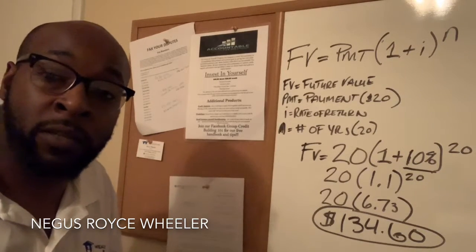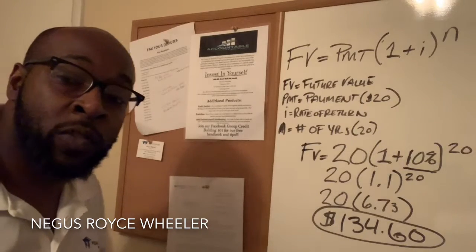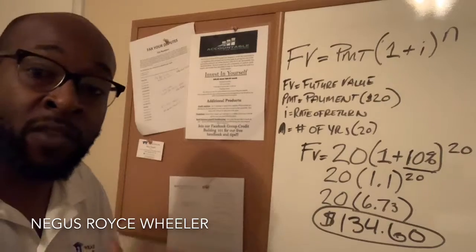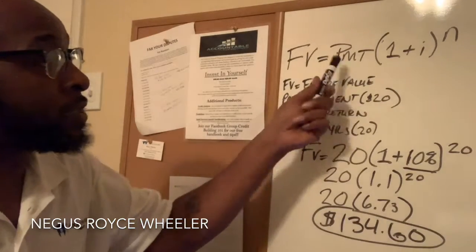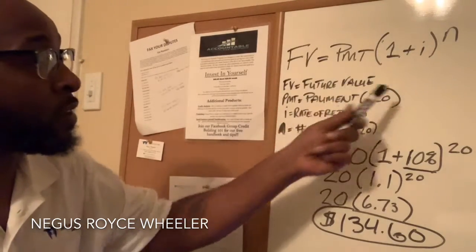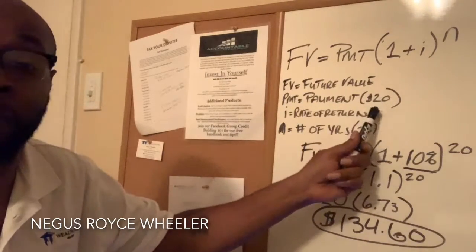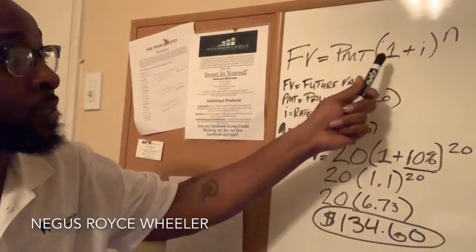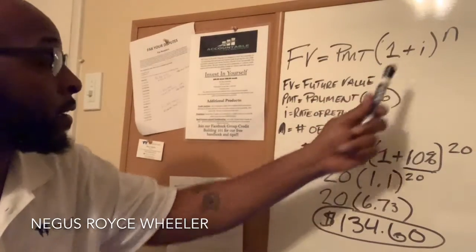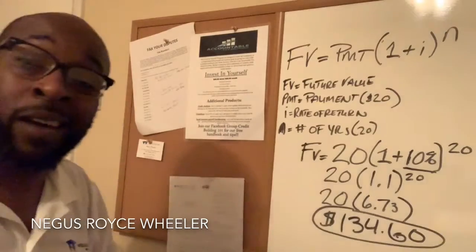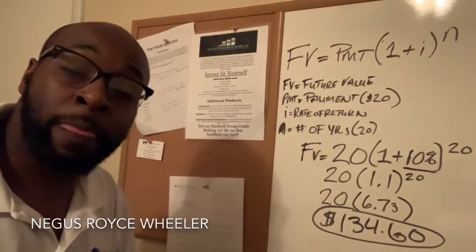Like I said, I know it's a little confusing. I go over it with you guys, but it's called the time value of money formula. FV equals PMT. FV is future value, the number you're solving for. PMT is the payment, the amount that you're going to invest. Then you've got the 1, then you've got I. I is the rate of return, which right now, the average rate of return is 15%.